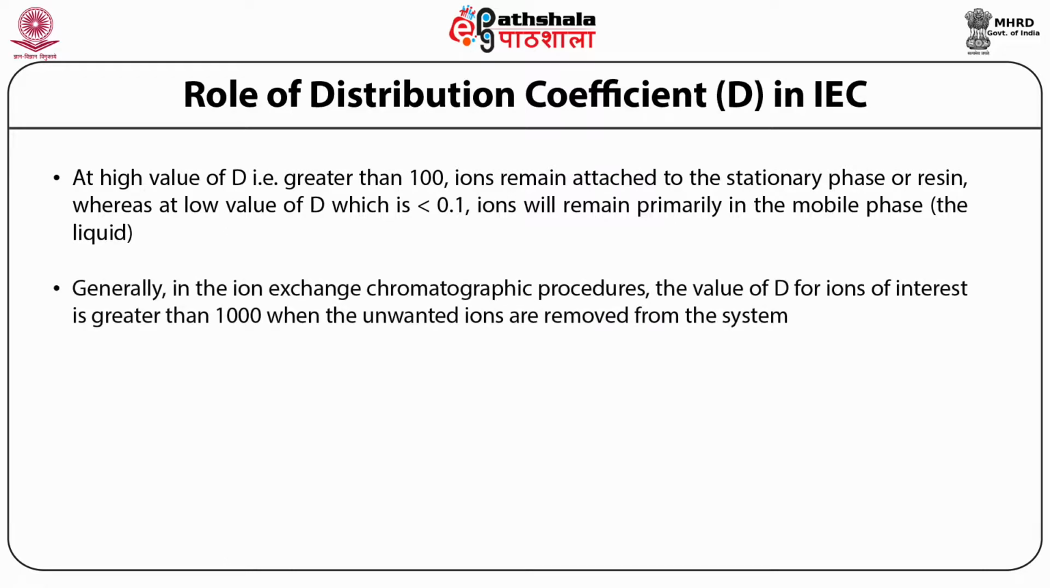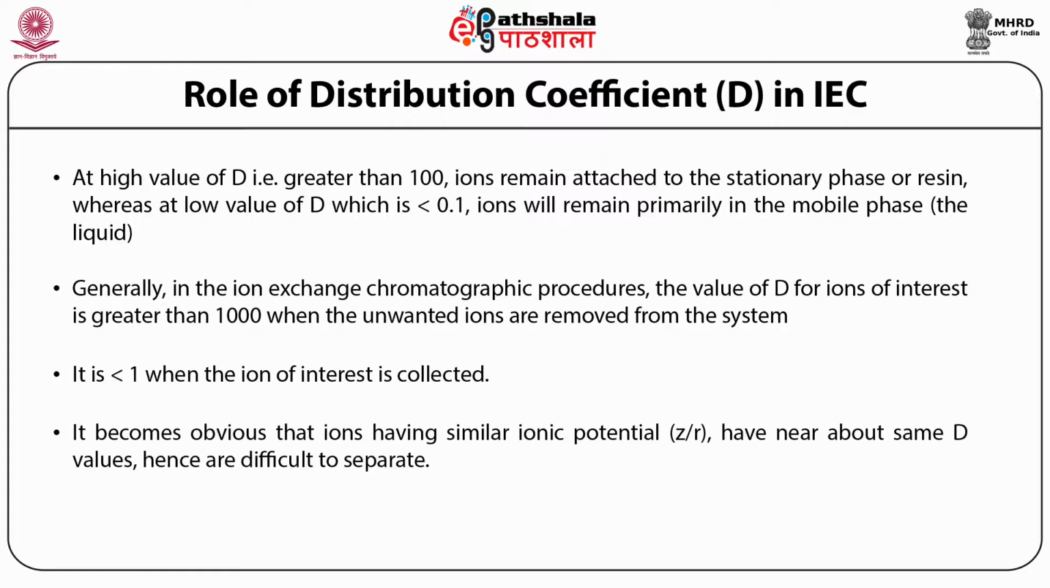Generally, in ion exchange chromatographic procedures, the value of D for ions of interest is much greater than 1000 when the unwanted ions are removed from the system. That is, the value of D is less than 1 when the ion of interest is collected. Therefore, it becomes very obvious that ions having similar ionic potential, that is Z by R, have nearly the same D values, hence are difficult to separate.